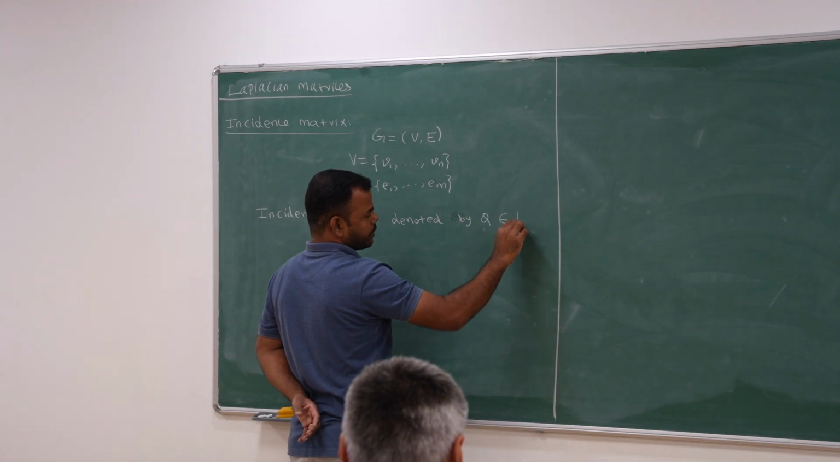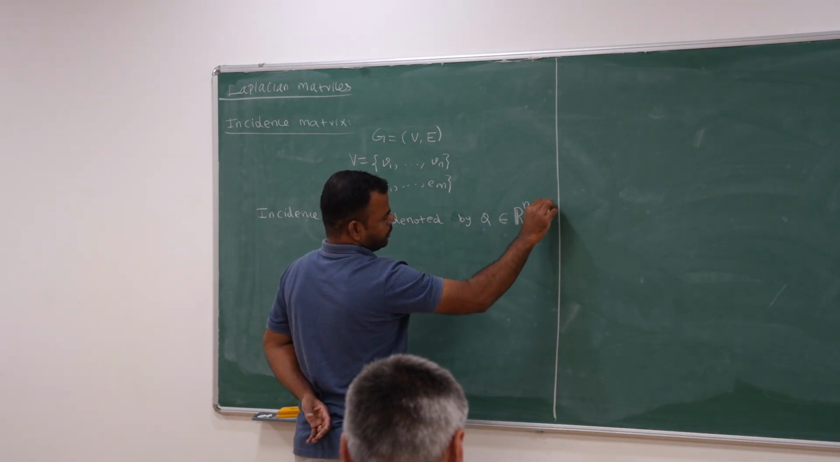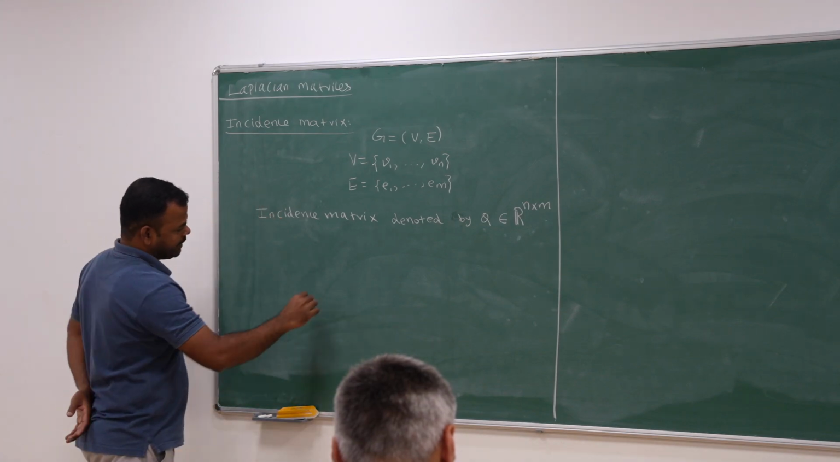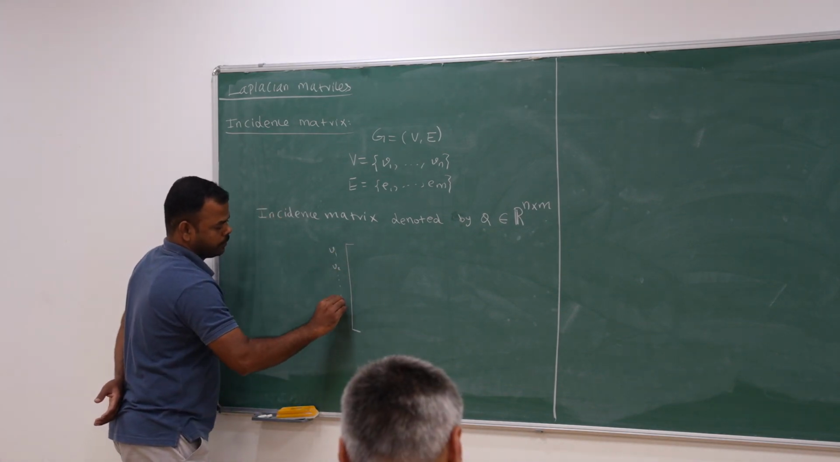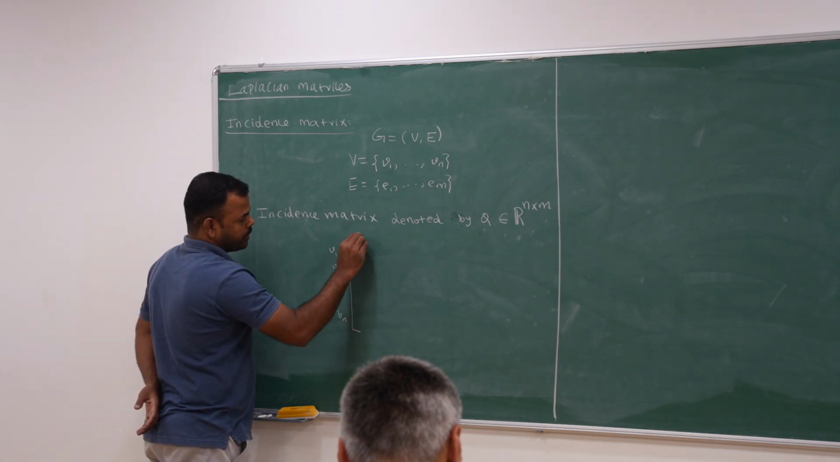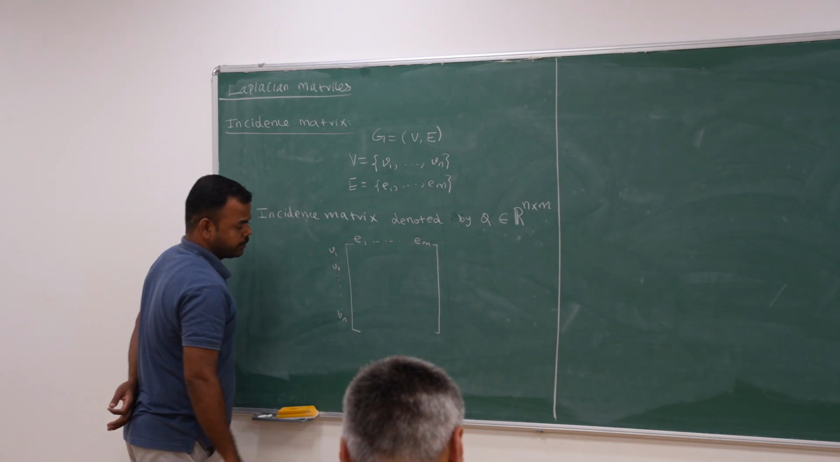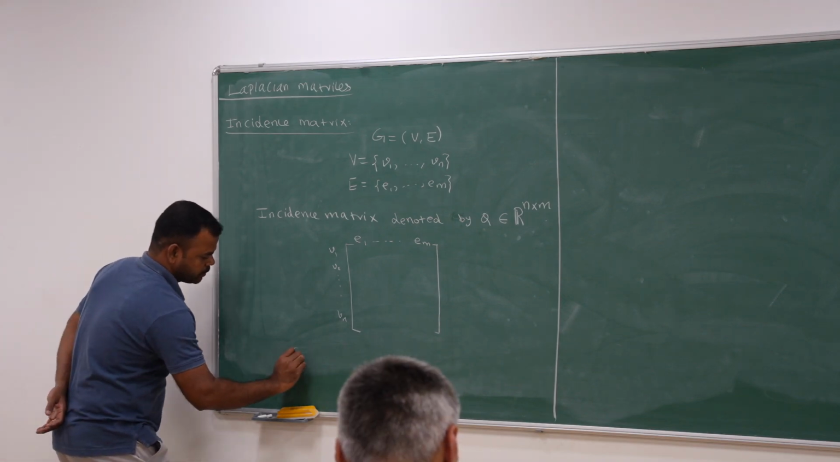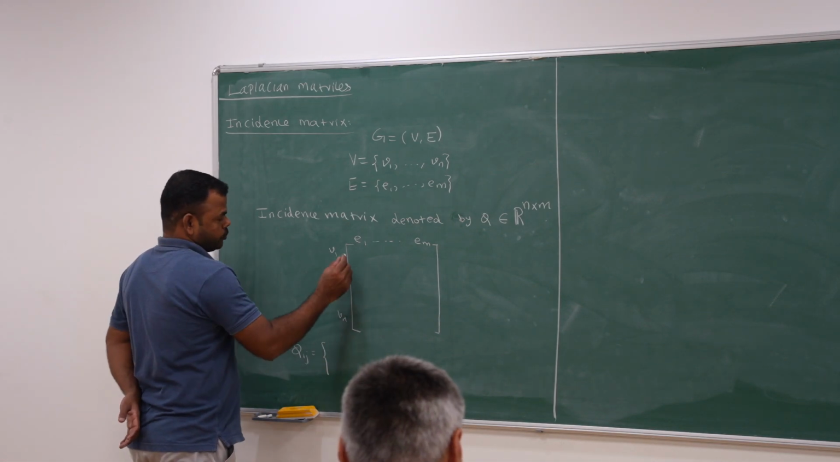So this is an n by m matrix. The rows are indexed by the vertices, V1, V2 to Vn, and the columns are indexed by the edges. This is your matrix. The definition is Qij: you look at the edge.